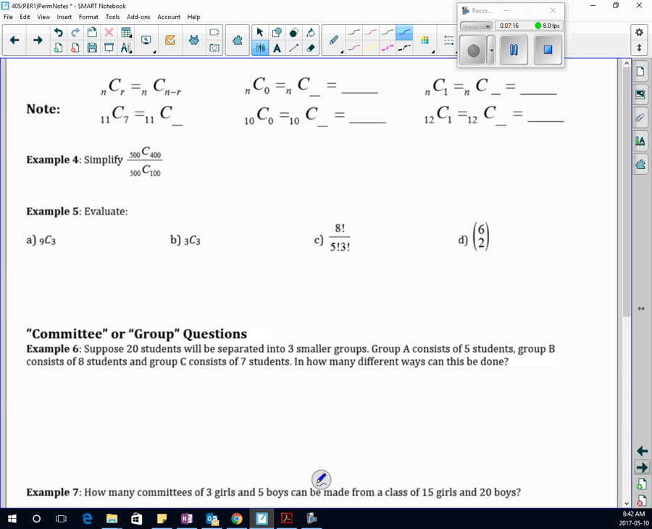So for instance, if I had 11C7, what would that be the same as? 11C4, yeah. Okay, how about this one? nC0 would be the same thing as nC what? Nobody can tell me? Yeah, nCn. And what would that equal? I heard 1. That is correct.